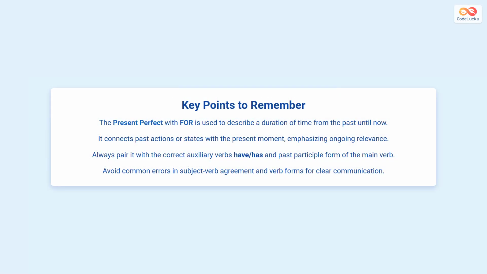Remember that the present perfect with "for" connects the past and present, describing durations that continue now. Always use "have" or "has" with the past participle form of the verb. Avoid errors in verb forms to communicate clearly.